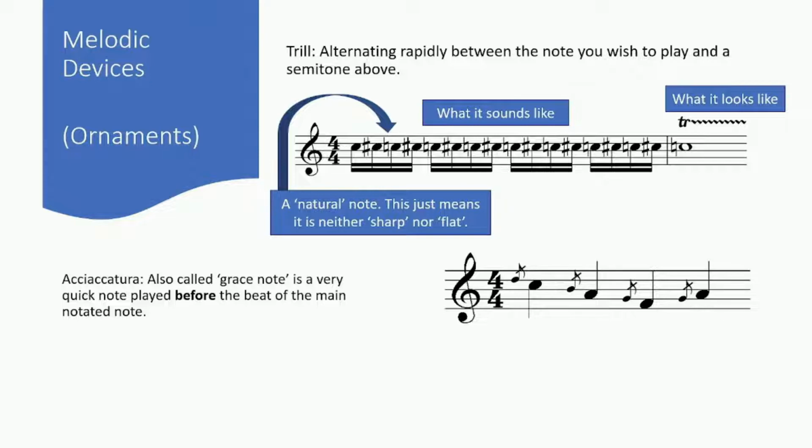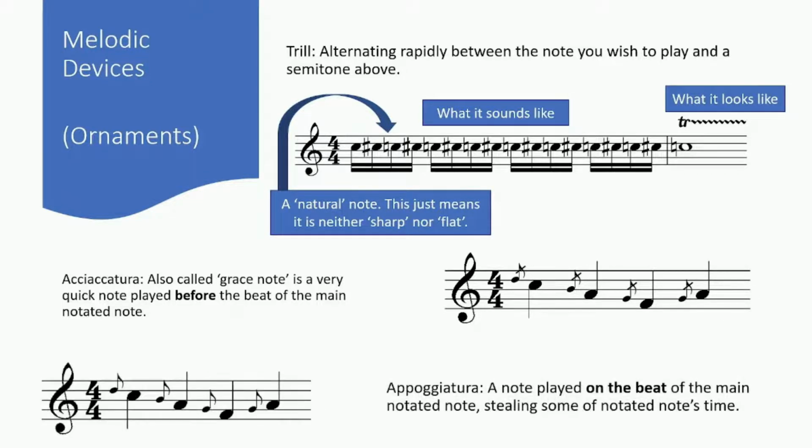I added the metronome in there to be able to compare with the appoggiatura, which is a note played on the beat, not before the beat, on the beat of the main notated note, stealing some of the notated note's time. So again, very, very slight difference. This is why acciaccatura is almost always used anyway, instead of an appoggiatura. But this is what an appoggiatura sounds like.